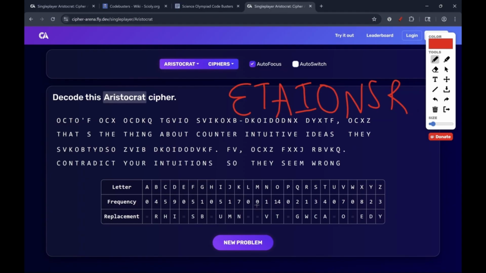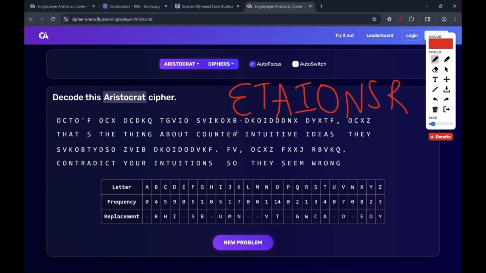And this can be very useful when you start solving aristocrats, because you can look at the frequency of the ciphertext, so you can see that O is a very common letter in this cipher, and based on that you can guess that, oh yeah, it's probably one of these letters up here. Same for X and I and D. You can see that their frequencies are pretty high, and based on that you can assume that it's probably one of these common letters.